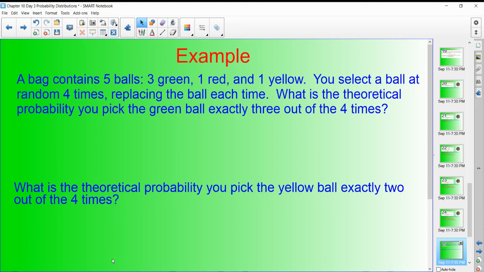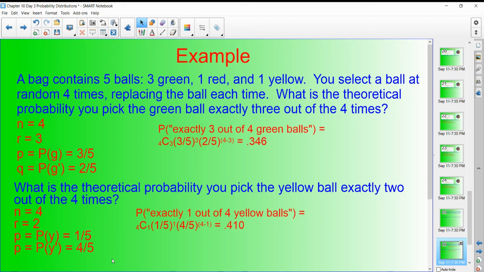Okay, so now this has replacement, which means we can use binomial experiment because the probability stays the same each time. And here's the answers for each case. We're doing 4 picks. We want 3 green balls. The probability that it's green is 3 out of 5. That means the probability of not being green is 2 out of 5. Then we can put all our numbers in here and get a probability. And if it told us to write as a percent, we could do 34.6%.